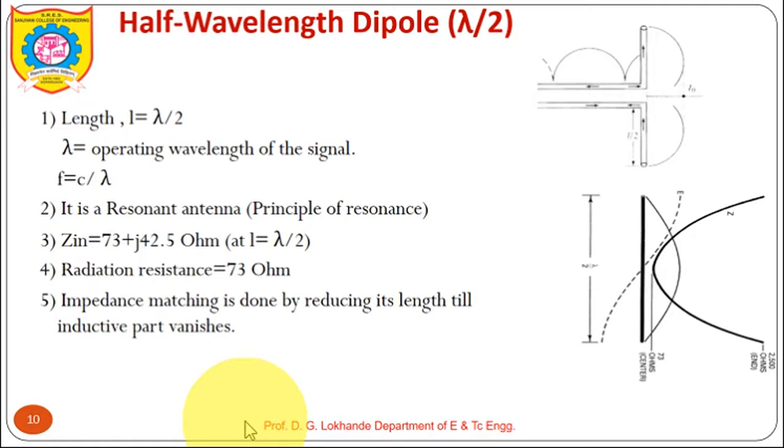Input impedance Zin is equal to 73 + j42.5 ohm. Radiation resistance is 73 ohm, and impedance matching is done by reducing its length until the inductive part vanishes. And this is the shape of the dipole, and this is the current and electric field that will be developed over there.